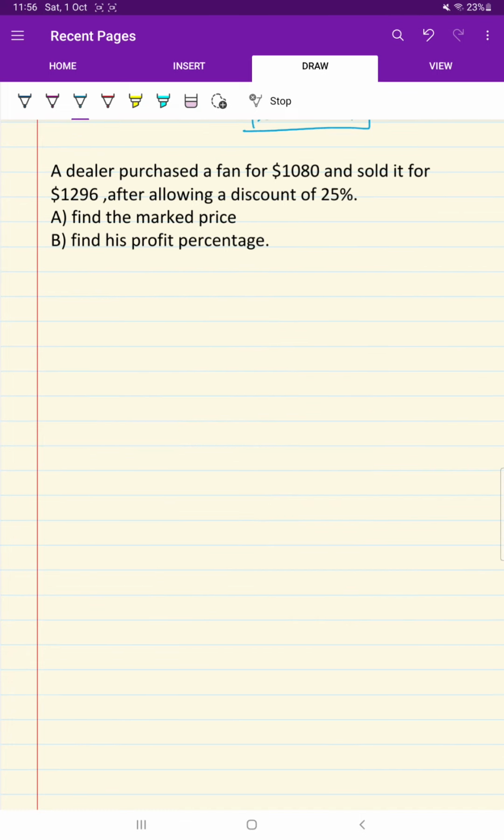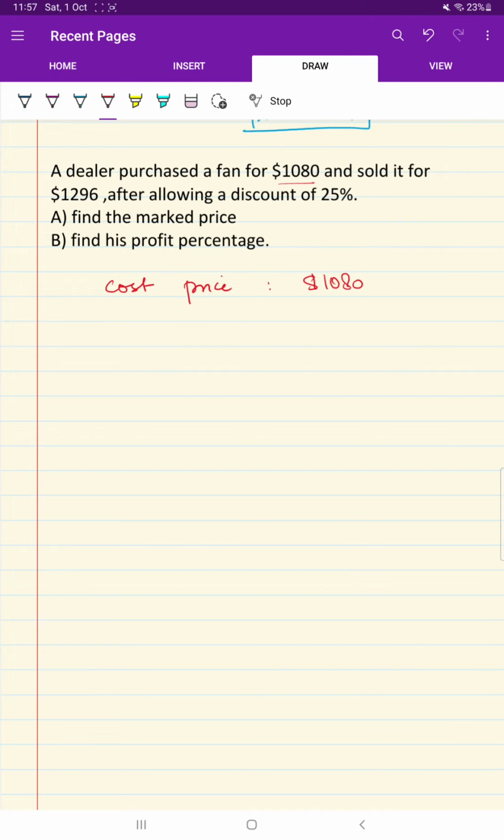A dealer purchased a fan for $1080. Now this is a little complicated because it has two steps, so make sure that you pay a little attention here. It says that the dealer purchased a fan for, I can say, cost price 1080, and sold it for 1296 after allowing a discount of 25%. Basically, discount will not be given on the cost price, right?